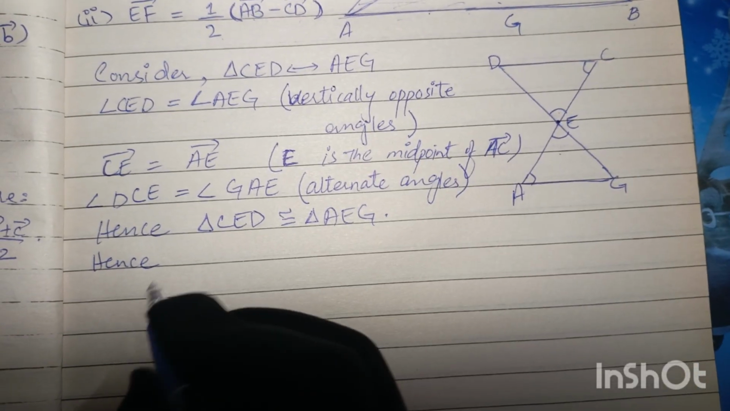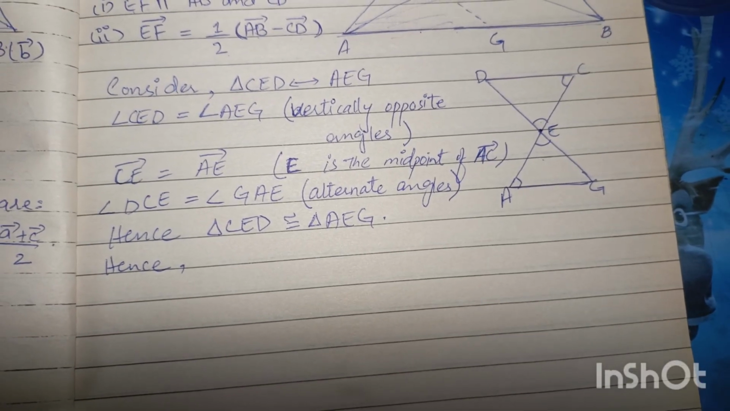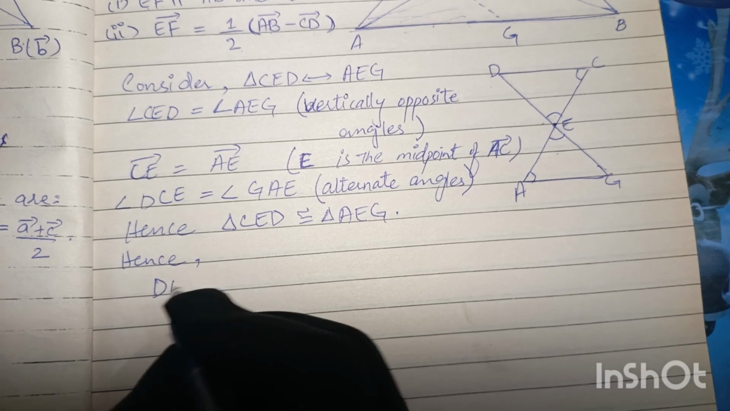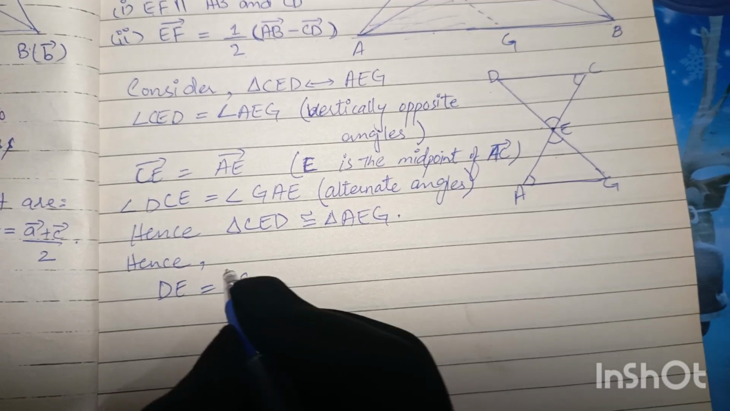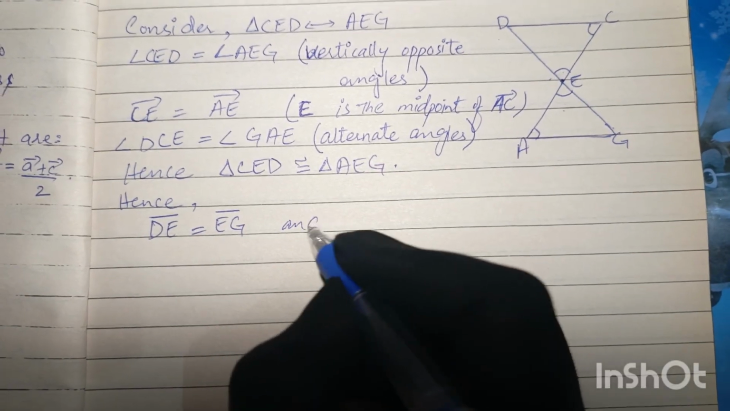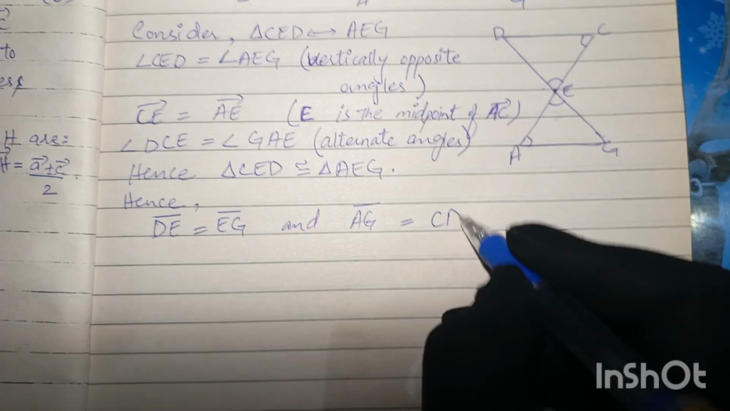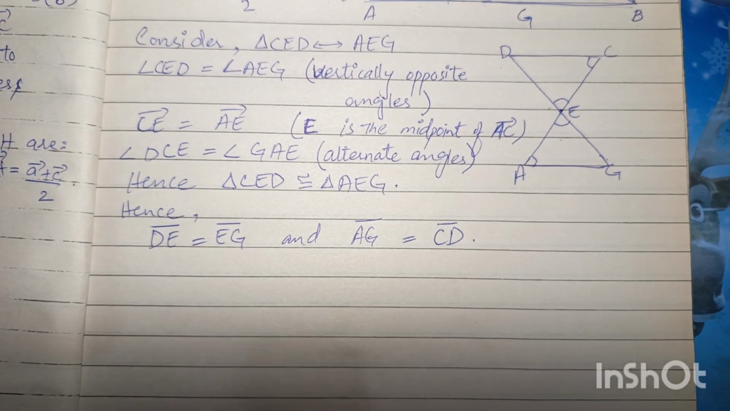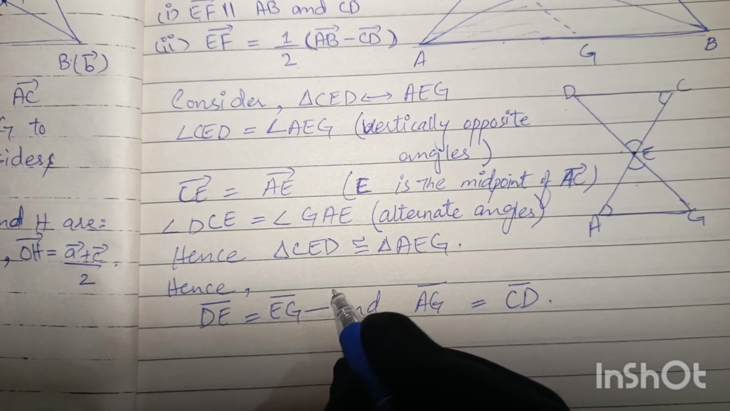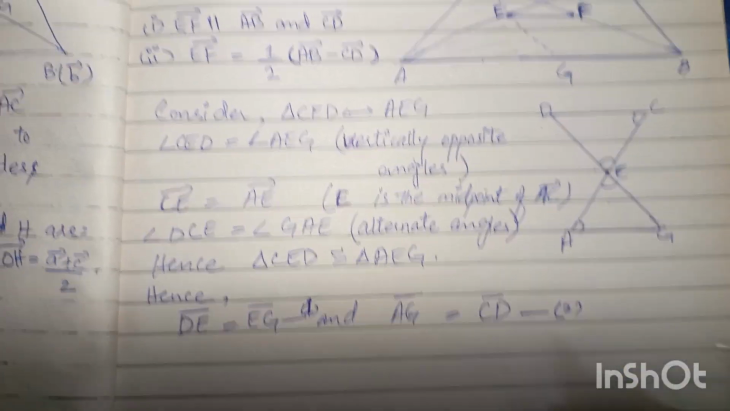Hence, we can write the corresponding sides and corresponding angles. So the side DE is equal to EG, because they are corresponding sides of congruent triangles, and AG is equal to CD. So mark this as equation number 1 and this as equation number 2.